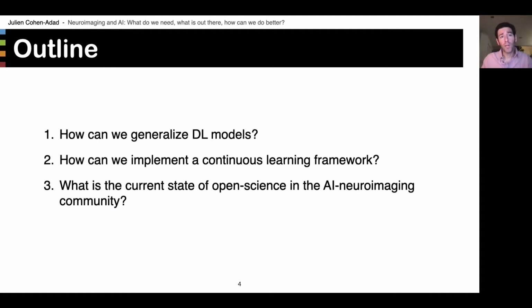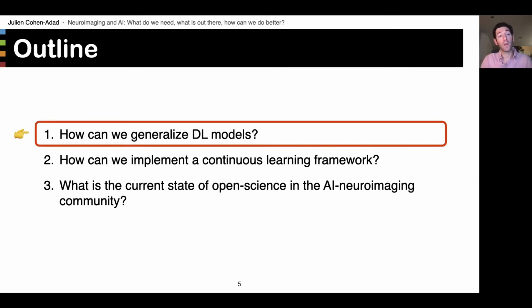So in today's talk, I would like to discuss the following 4 themes. First concerns the issue of generalization. The second one will address continuous learning in the context of medical imaging. And lastly, we'll review some of the recent initiatives of the AI neuroimaging community for sharing data and for sharing code.